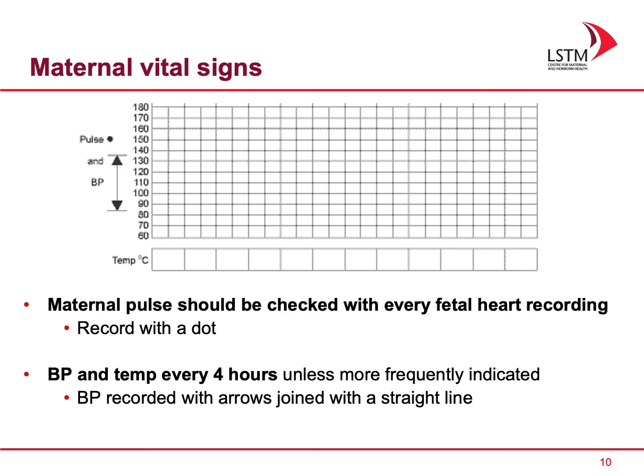The maternal pulse rate should be checked with every fetal heart rate recorded and plotted with a dot. Maternal blood pressure and temperature is taken every 4 hours unless there's an indication to take more frequently. For example, if there was a maternal pyrexia, the blood pressure is recorded with arrows joined with a straight line.